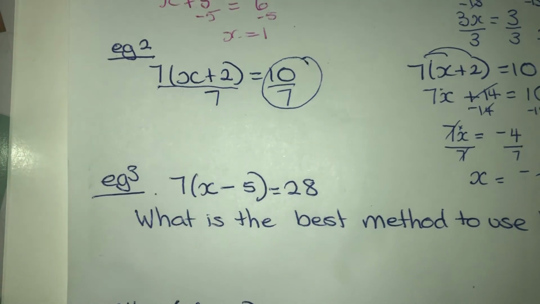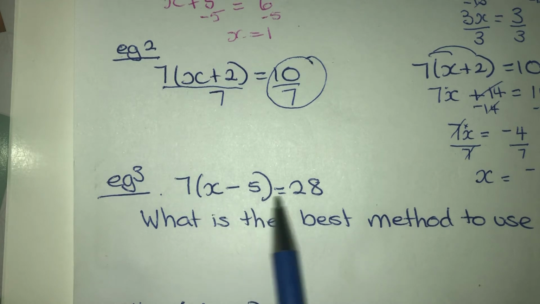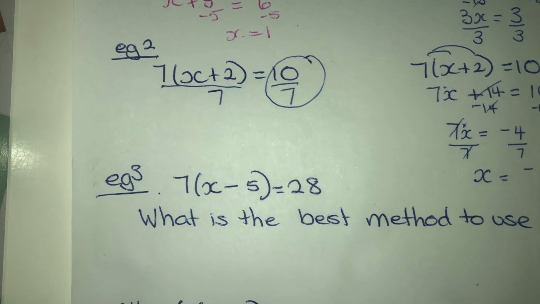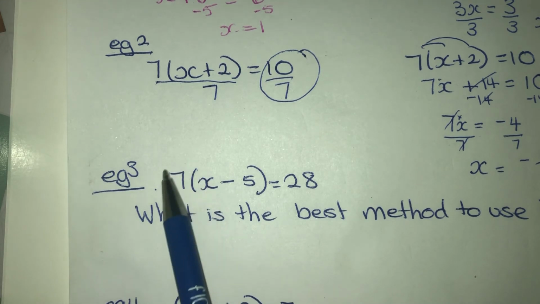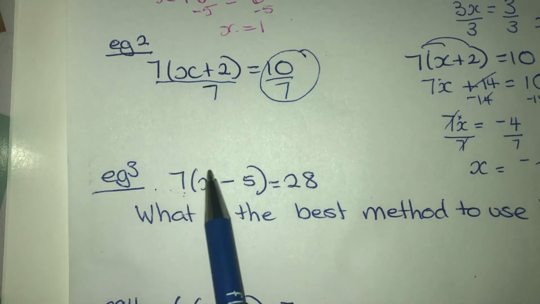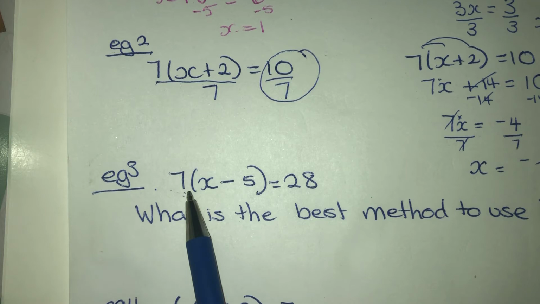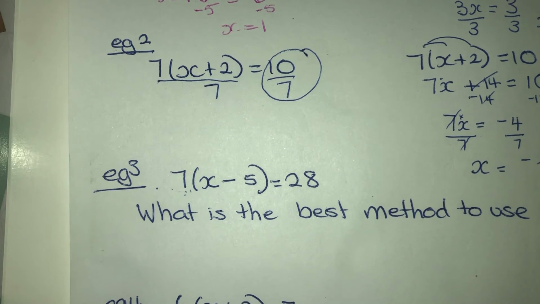So we're going to have a look at this one now. It says 7 bracket x minus 5 equals 28. You should be copying these because it's like your examples from the classroom. All right, so the first thing you check is, can you divide both sides by what is in front of the brackets? So this is method 1 from yesterday, or last lesson. So we're going to divide both sides by 7. Does 7 go into 28? Yes, it does. So the best method to use is method 1.